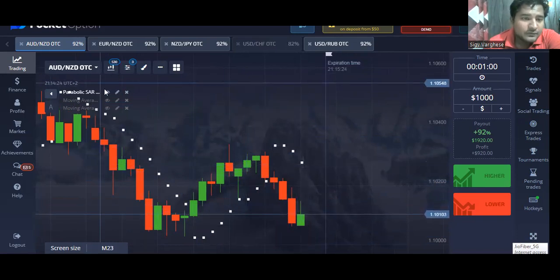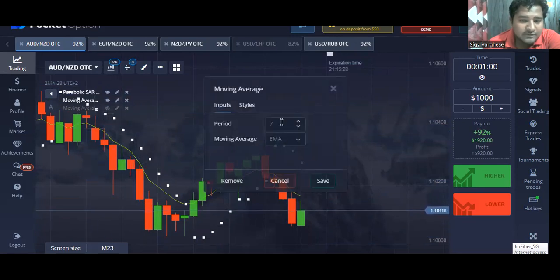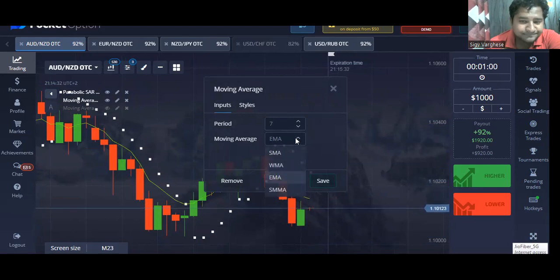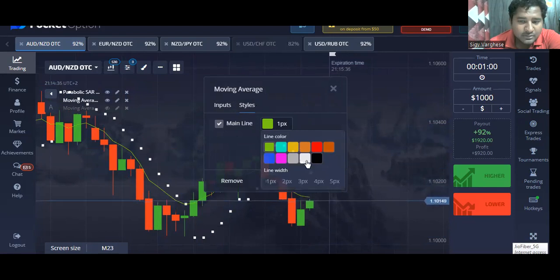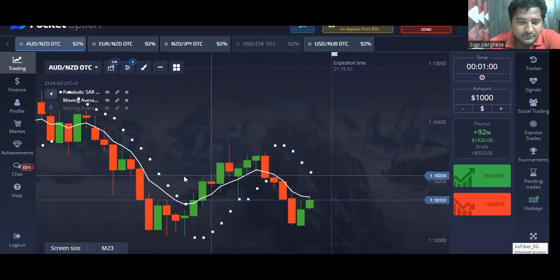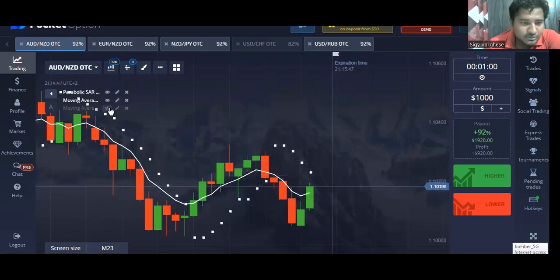Okay. The other indicator is the moving average. In this, I've kept the moving average at 7, and it should be EMA. The style should be white, because white is more visible, at 2px, and then save it. Okay, so you can get a better view of it.